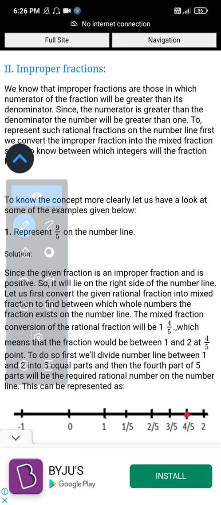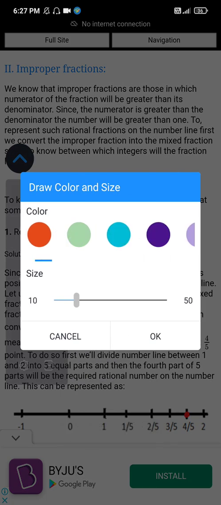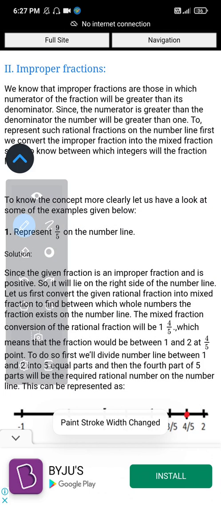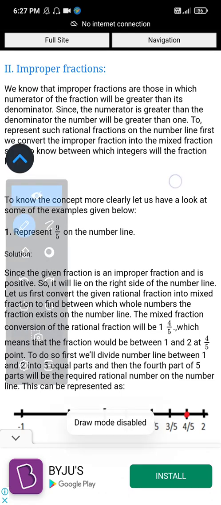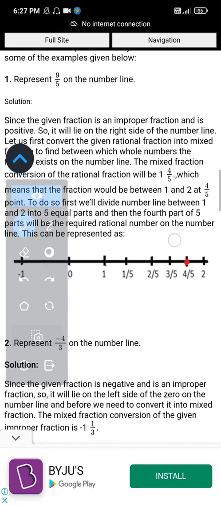In this video, let us learn representing improper fractions on the number line. When I say the term fractions, it actually includes the rational number part. So here we see improper fractions. Improper fractions have a numerator greater and a denominator smaller. Here there is an example given, so let's go with the example.